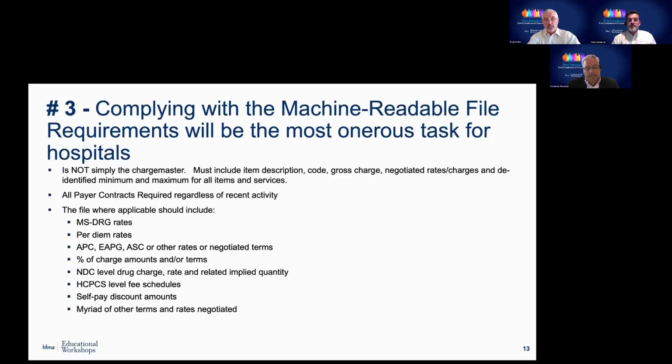The file, where applicable, needs to include MSDRG rates, per diem rates, whether there's an APC, EAPG, ASC, or other rate of negotiated terms you may have with some of your payers, percentage of charge amounts and the terms related to those. In terms of drugs, NDC level drug charge, the rate, and also the related implied quantity, HCPCS level fee schedules, self-pay discount amounts, and a myriad of other terms and rates that have been negotiated. So as you can see, it's a pretty extensive amount of information that has to be provided.